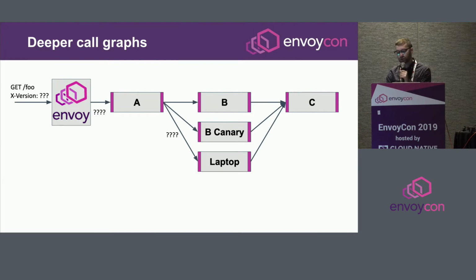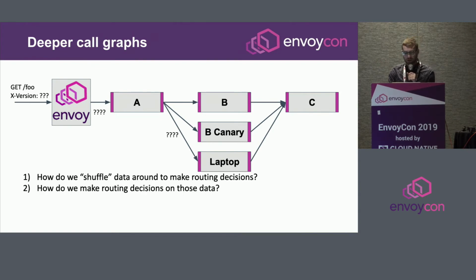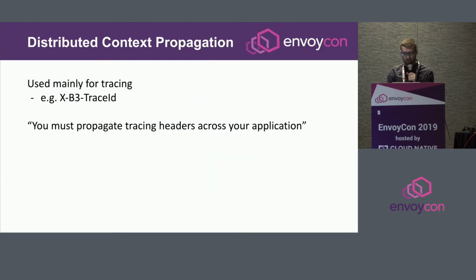If I try to just use the X version header like we did in the previous example, this is not really going to work, because what is A going to see and what version are we even talking about? So to figure this out, let's take a look at two questions. One is, how do we shuffle data around to make routing decisions? And two, how do we make routing decisions based on that data? The answer to the first one, how to push the data around, kind of has an answer in distributed tracing, and it's called distributed context propagation.